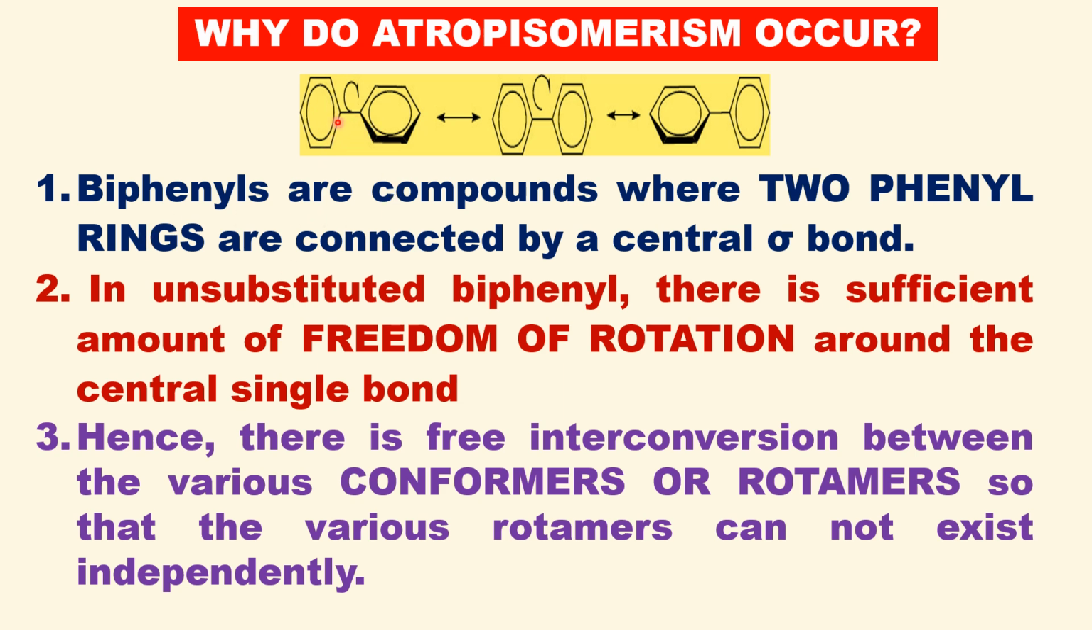by a central sigma bond. In unsubstituted biphenyl, there is a sufficient amount of free rotation around the central sigma bond. There is freedom of rotation about this carbon-carbon sigma bond. Hence, there is free interconversion between rotamers, conformers, so they do not exist independently and cannot be isolated because of free rotation.